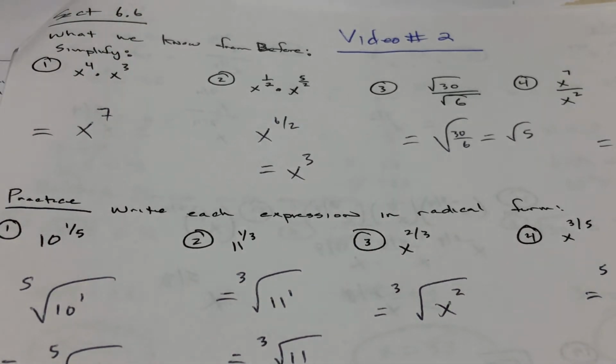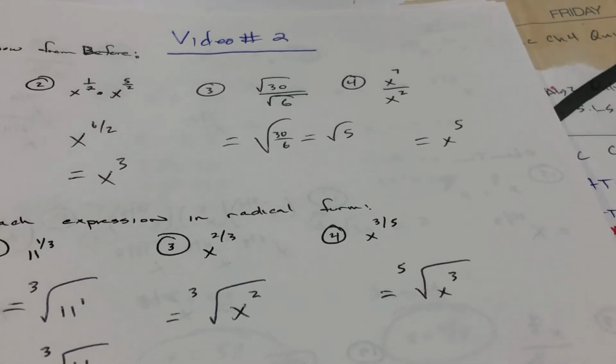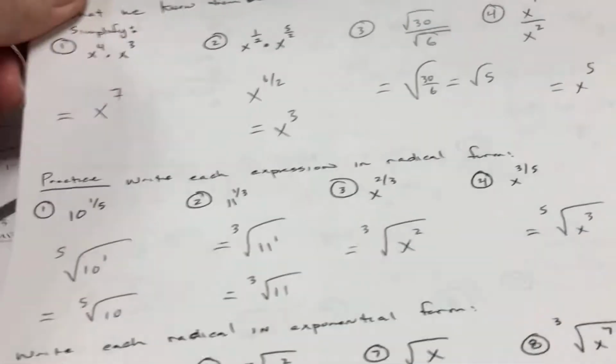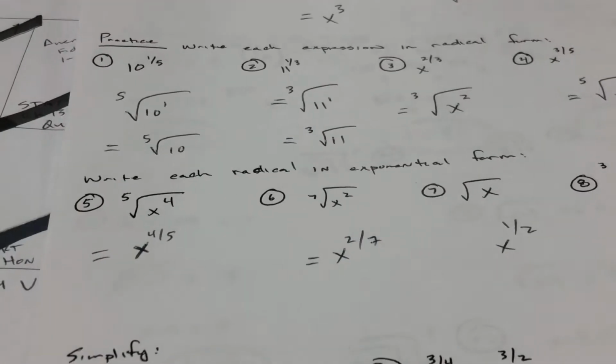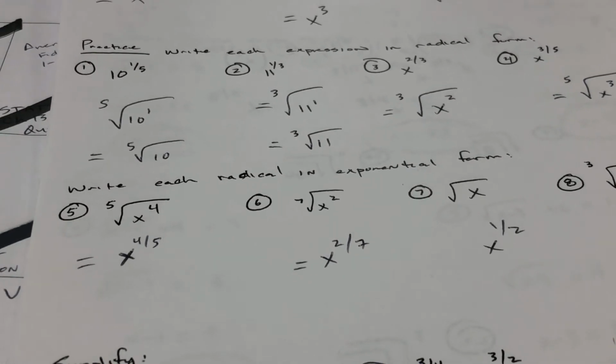Video number 2. All right, here's the warm-up. So just add the exponents. Root 30 over root 6 can be written as root 30 over 6, which is root 5. Subtract the exponents in 4. Again, if you're in class, you'll get all these if you just miss. So write each expression in radical form. We're going to do that a lot in calculus.